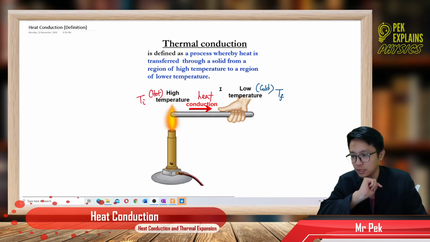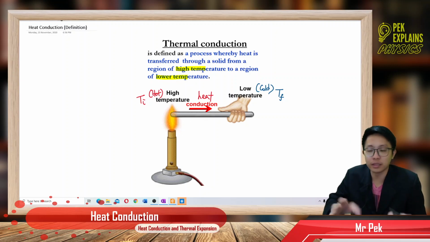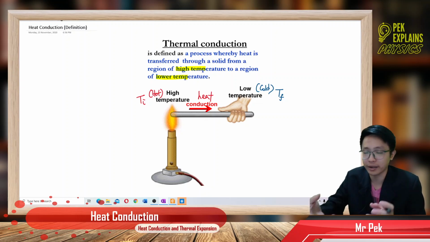This is very important. It starts from what? Heat always flows from where? From high temperature to lower temperature. The net heat flow is always from high to low temperature. There's never net heat flow from lower temperature to higher temperature.